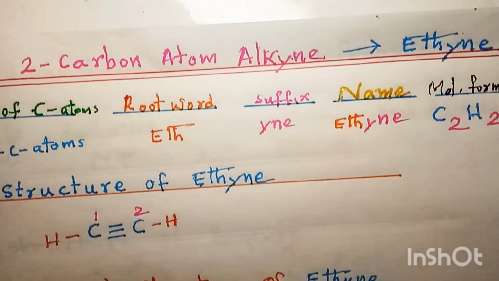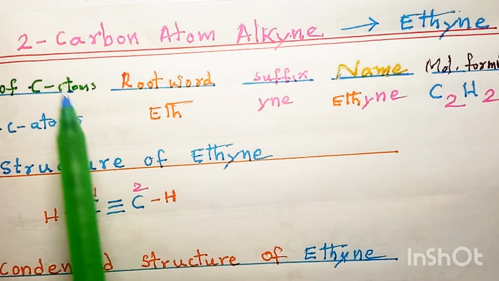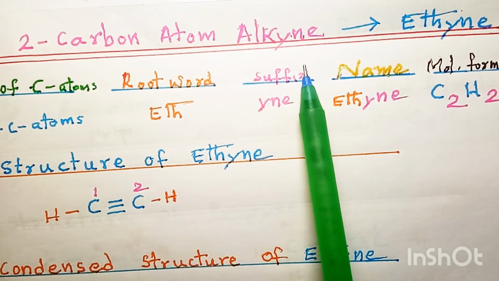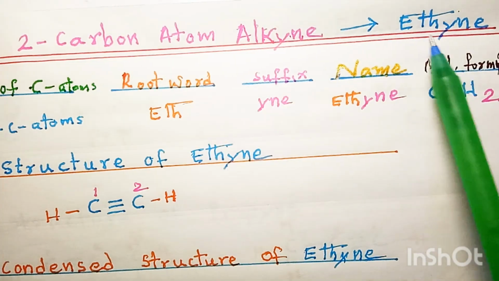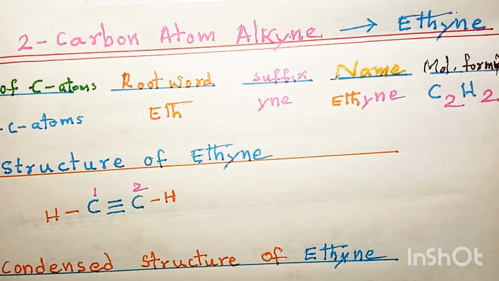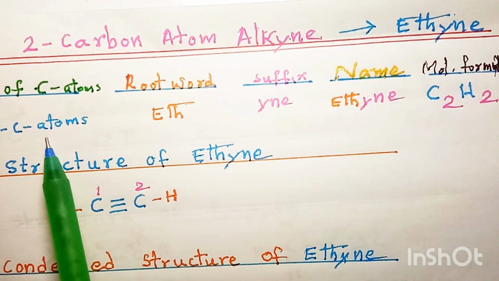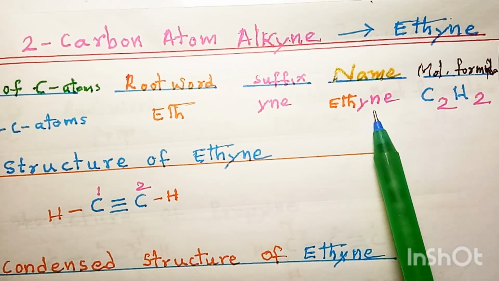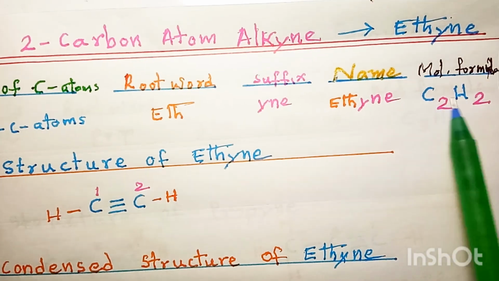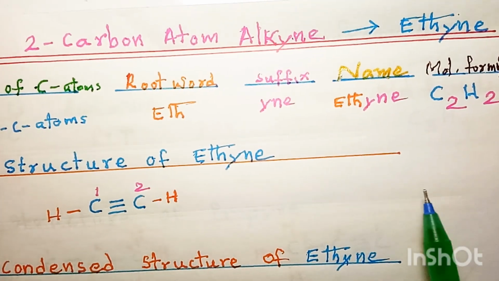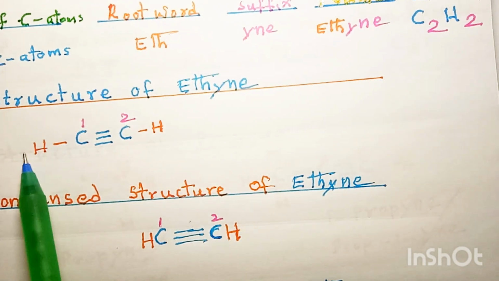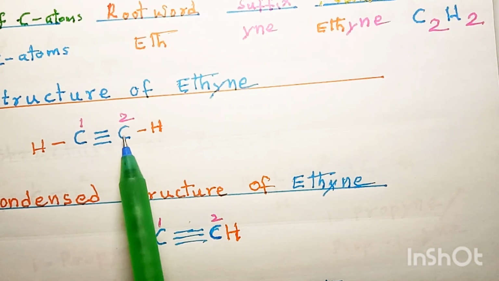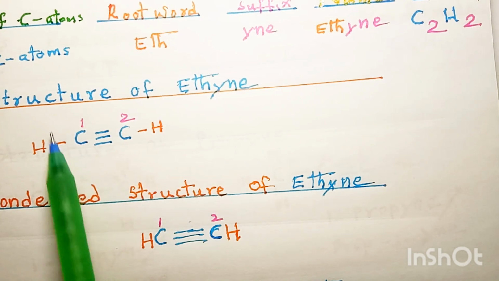The first and foremost open chain alkyne is the 2 carbon atom alkyne, because to have a triple bond between 2 carbon atoms we need 2 carbon atoms. So it is called eth plus yne, ethyne. Number of carbon atoms 2, root word is eth, and yne is the suffix. So the name is ethyne. C2H2 is the molecular formula. Structure of ethyne can be written as HC triple bond CH. This is the structure of ethyne.